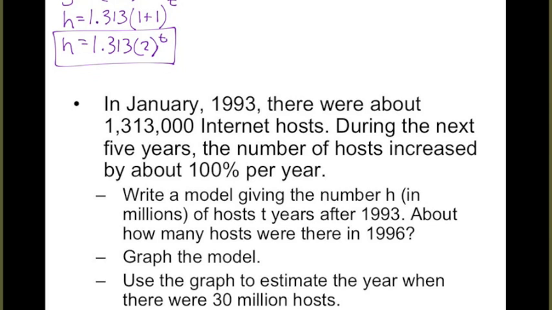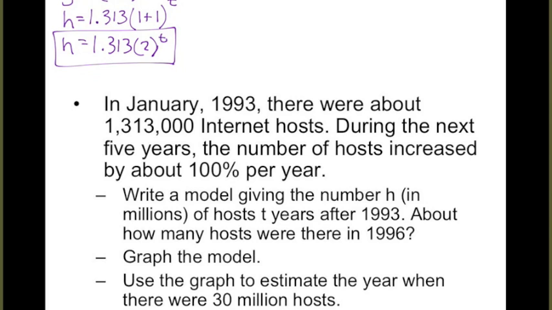There's another part of this that says about how many hosts were there in 1996. First, when it asks for a model, make sure you still have 2 variables in there. A model is an equation that tells us the relationship between 2 variables. So we want to make sure that we don't actually plug anything in for h or for t yet when we're talking about our model.